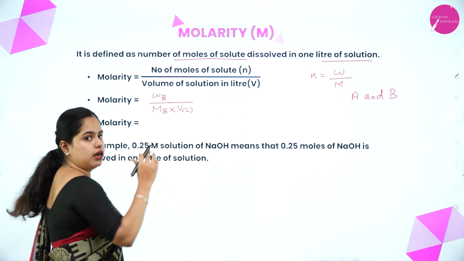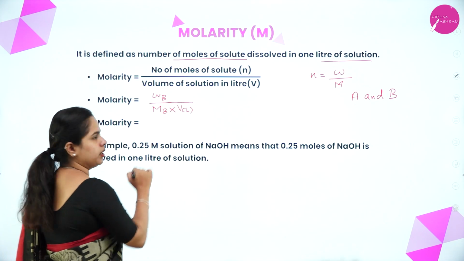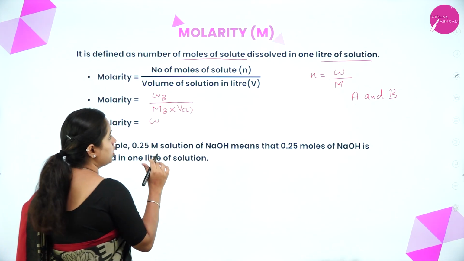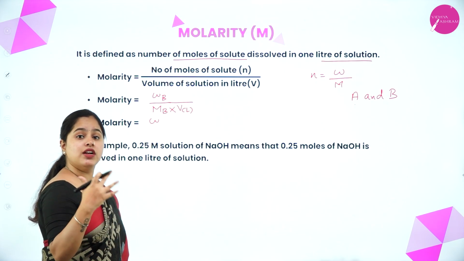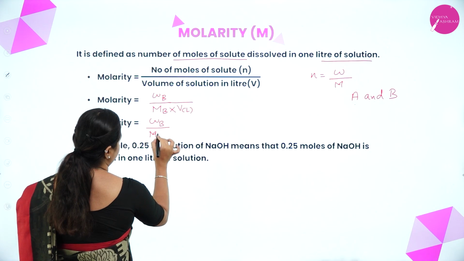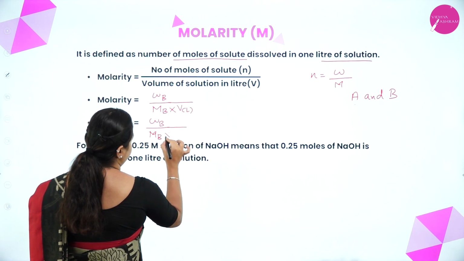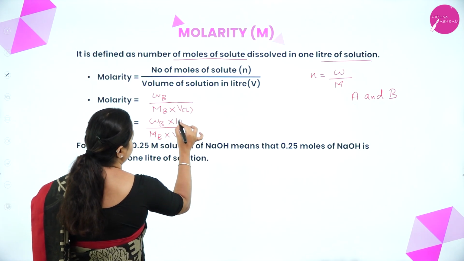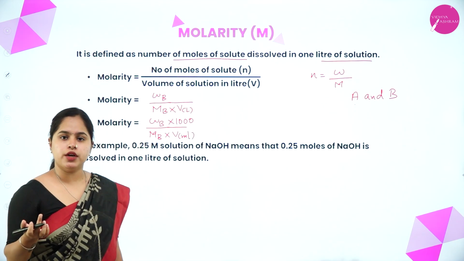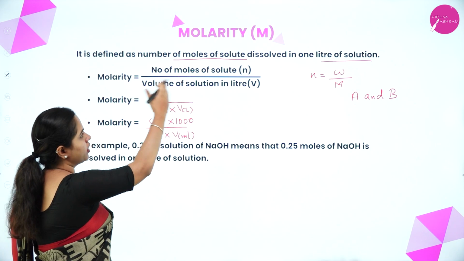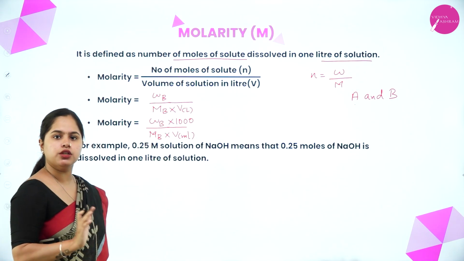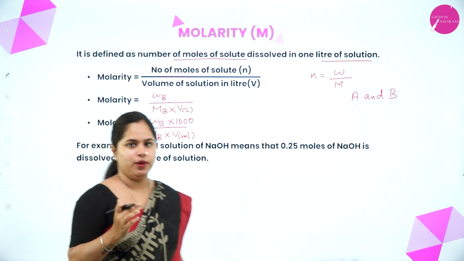WB by MB is the number of moles divided by volume. Yes, you can write it in this way. Now, if your volume of the solution is given in milliliters, what do you have to do? You can also represent it as WB by MB into volume multiplied by 1000 if it is given in milliliters. So what did I do here? I just expanded your number of moles of solute and wrote it in this form. So either of these equations you can use for your numericals, right?